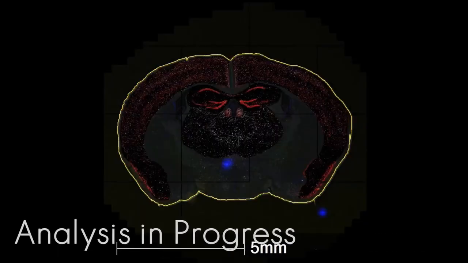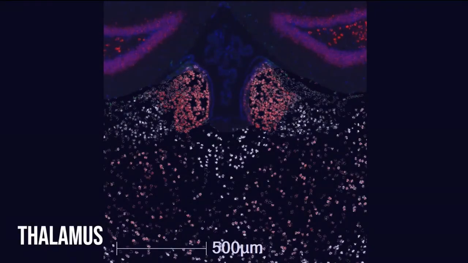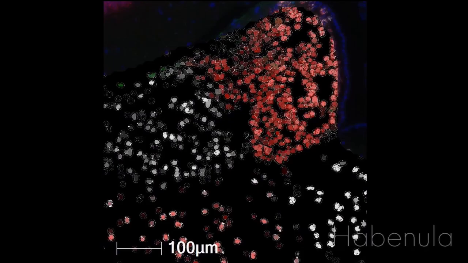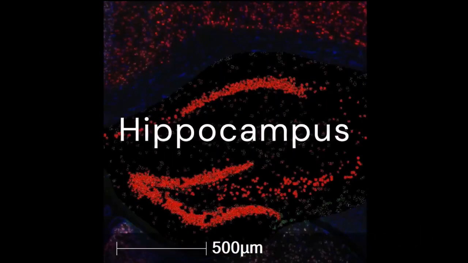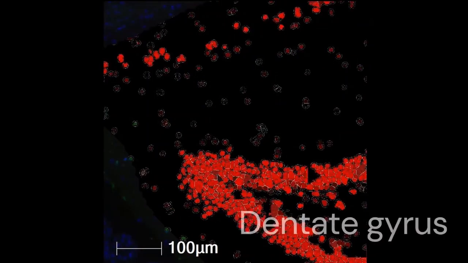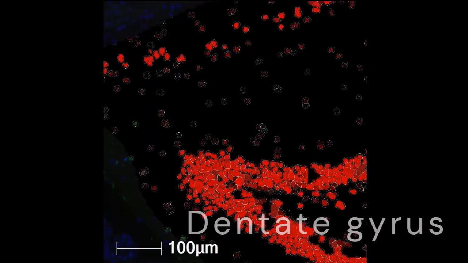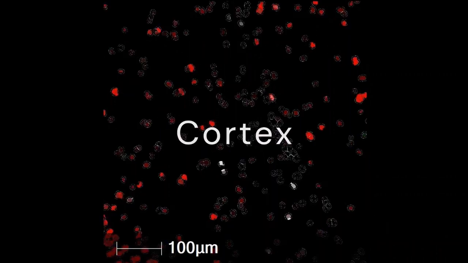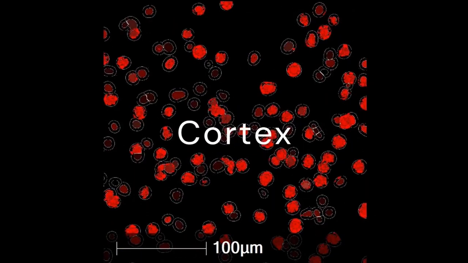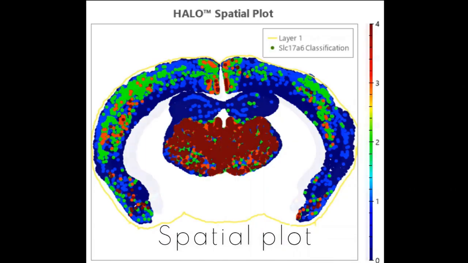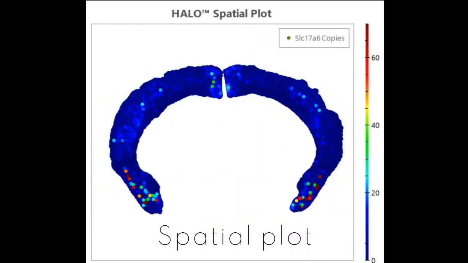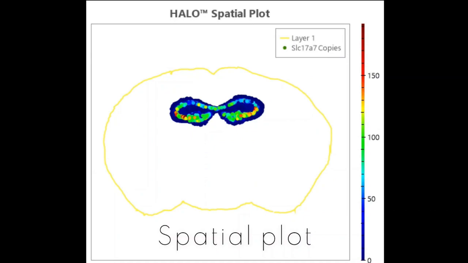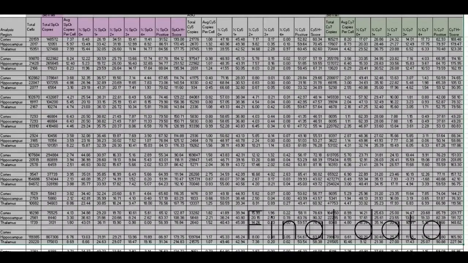You are seeing the cell masking of each of these regions being analyzed: thalamus, habenula, hippocampus, and a closer view of the hippocampus, dentate gyrus, cortex, and a closer view of the cortex. This is how we quantify each channel. Not showing all channels here, then we have spatial plots for each marker in the multiplex assay. And finally, we have the final data as you can see in this image.